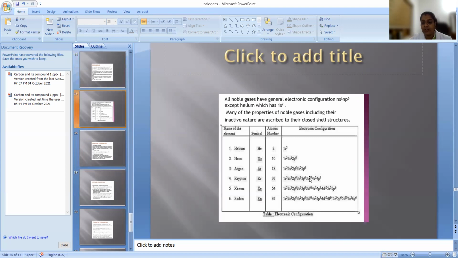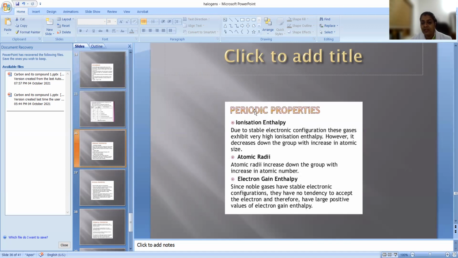Next we can go to the electronic configuration. We know that the outer electronic configuration is ns2 np6. All are completely filled. Okay. And what about the periodic properties like ionization enthalpy? Because of the stable electronic configuration, these gases exhibit very high ionization enthalpy because it is already stable. Removal of one electron from the outer shell is very difficult. You have to input high energy.